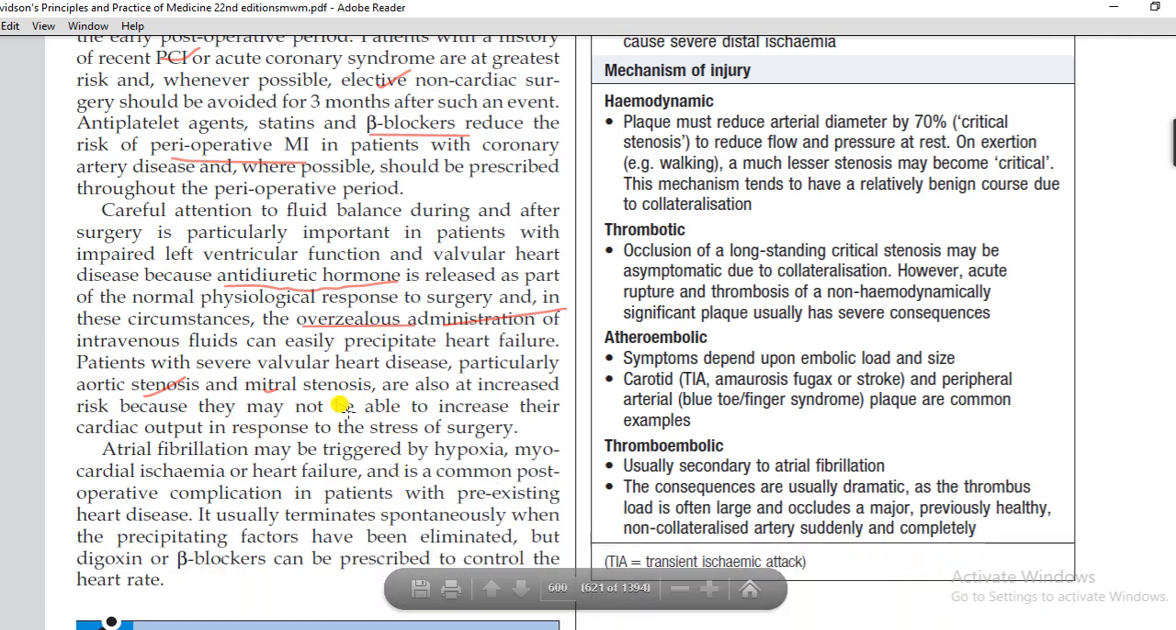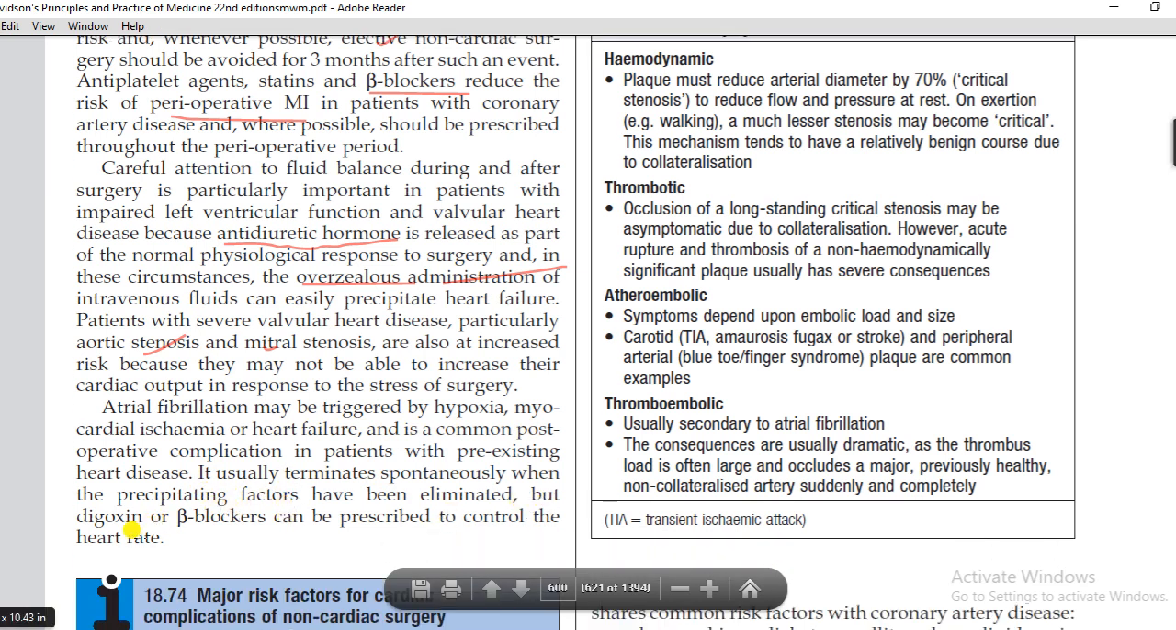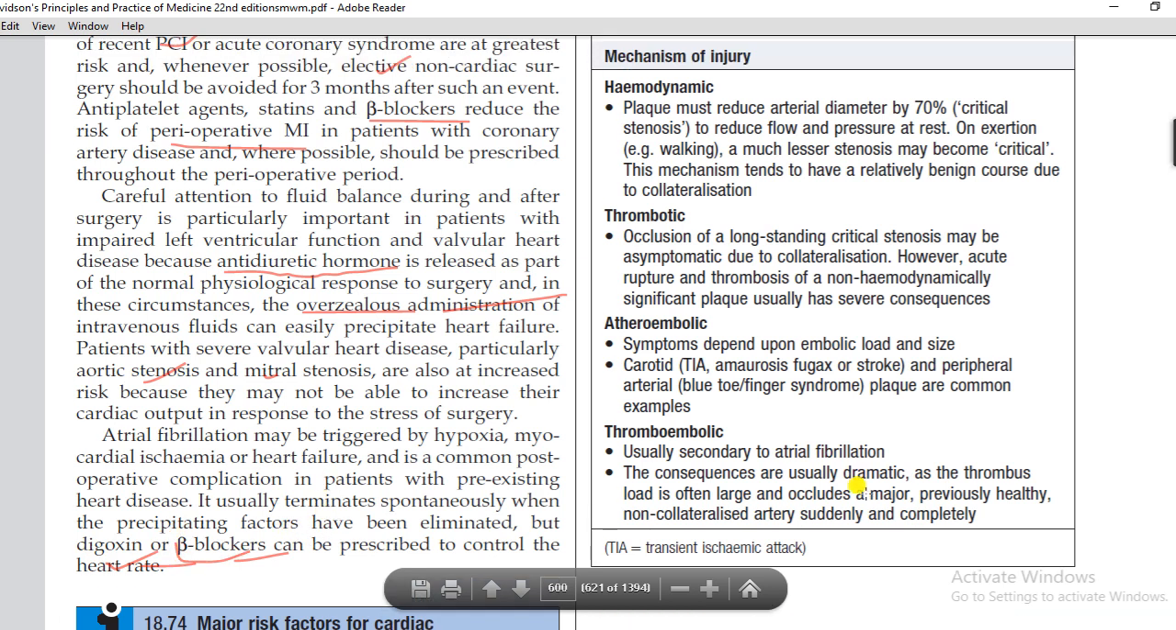Atrial fibrillation may be triggered by hypoxemia, myocardial ischemia, or heart failure, and is a common post-operative complication in patients with pre-existing heart disease. It usually terminates spontaneously when the precipitating factors have been eliminated, but digoxin and beta blockers can be prescribed to control the heart rate. So this was all in this video.